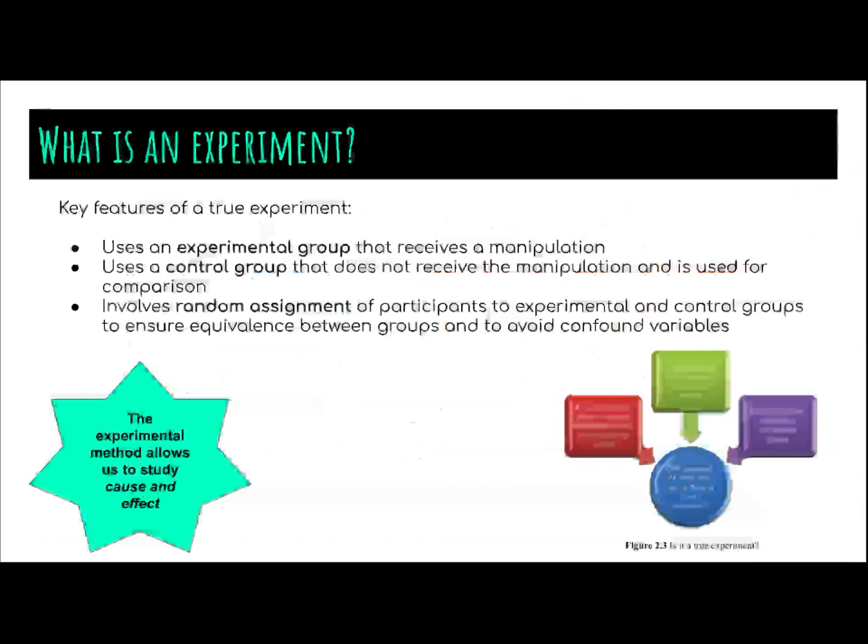And finally, a true experiment involves random assignment of the participants to these experimental and control groups. This ensures that there's equivalence between the groups. For example, we wouldn't want to put only men in the group of people who get to use a jeans pass and only women in the group of people who don't get a jeans pass, because then if we found that the jeans pass group was happier, we wouldn't know if it was because of the jeans pass or because of their gender differences.